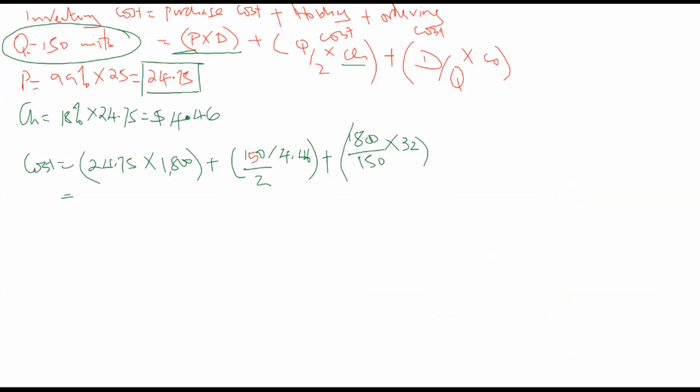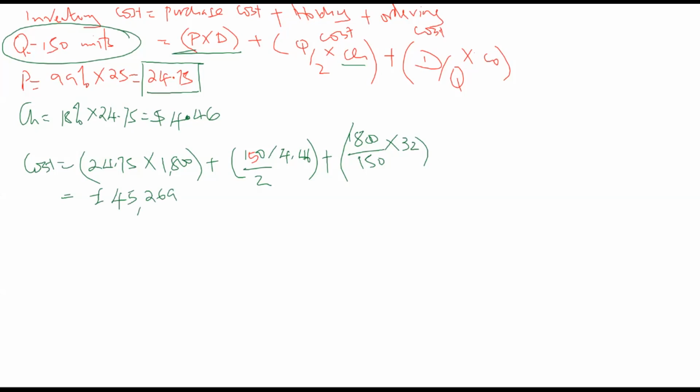And how much do you get to be the cost? It is 45,268.5, so you get 45,269 pounds as the cost in case the company makes its orders at 150.